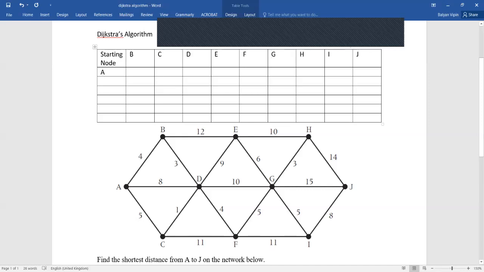Now, because we are starting from node A to J, maybe the network might ask you to start from B to J. So then your starting node will be B, and you will mention your A here also, because you have to write the remaining nodes, which will make you reach J.